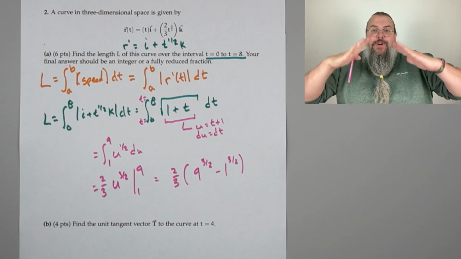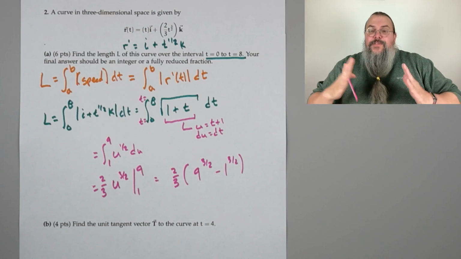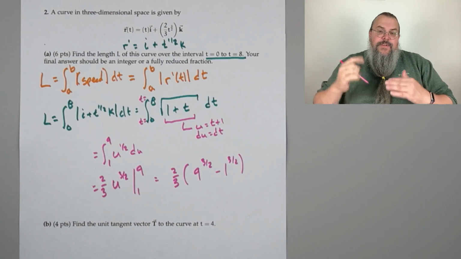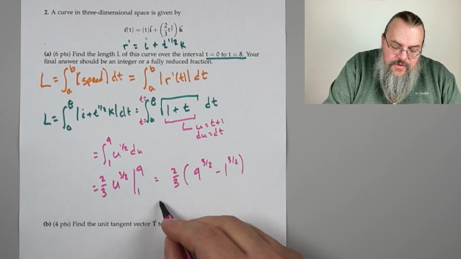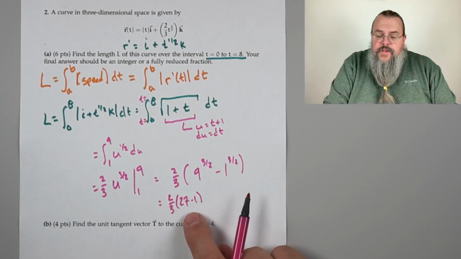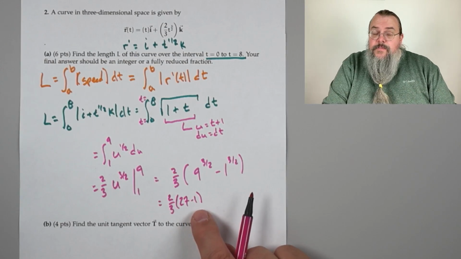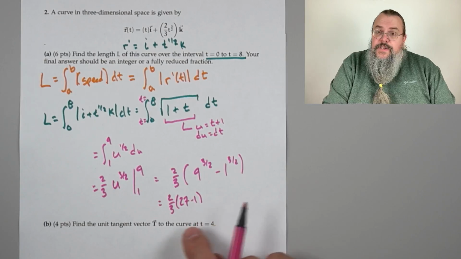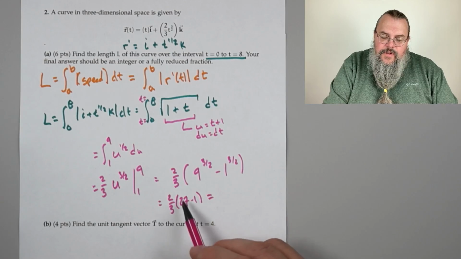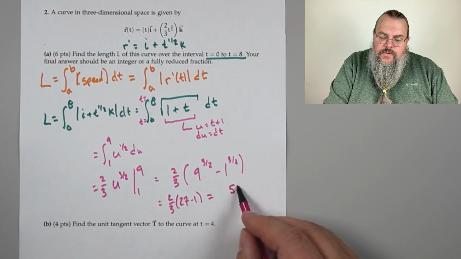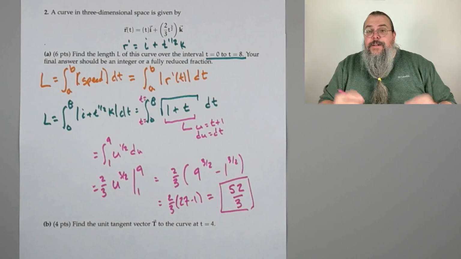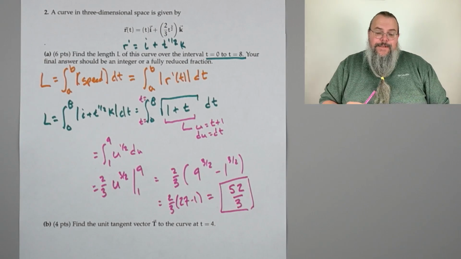So, square root of 9 is 3. Let's do the square root first. 3 cubed is 27. 3 times 3 times 3. So, this becomes 2/3 times 27, subtract 1. Well, 27 subtract 1 is 26. And unfortunately, 3 doesn't go into 26. And so we end up with 2 times 26 is 52 over 3. 52/3. And there we go. All right, that's part A.